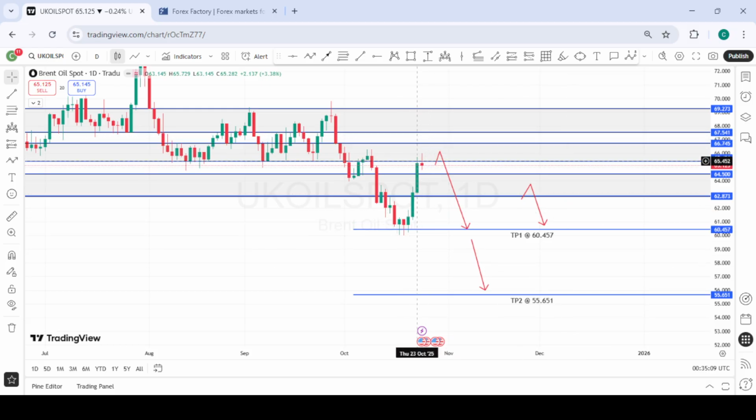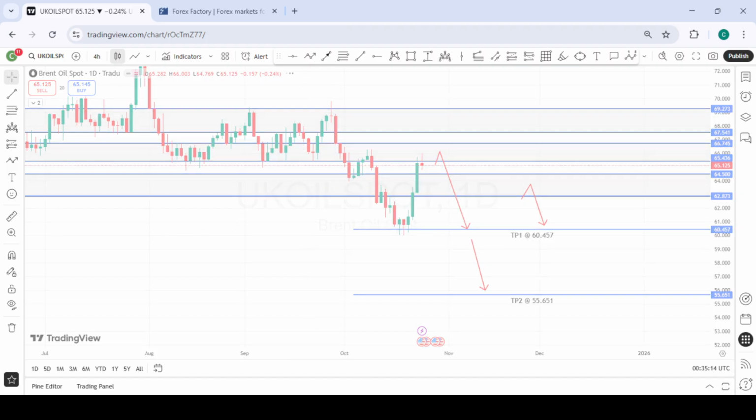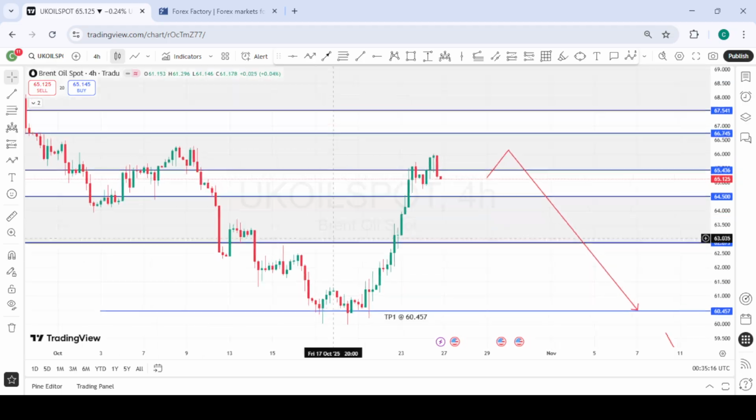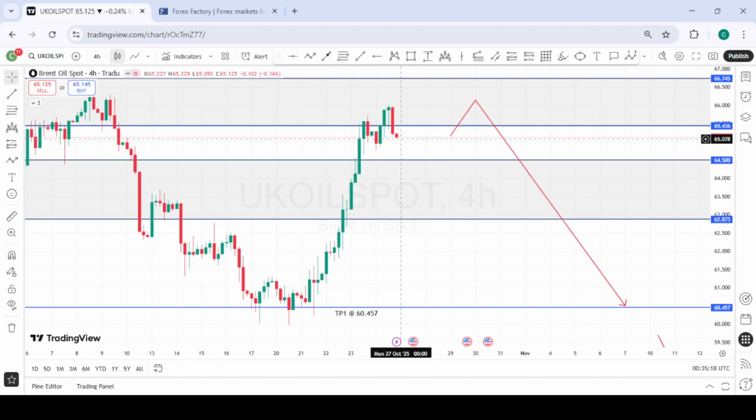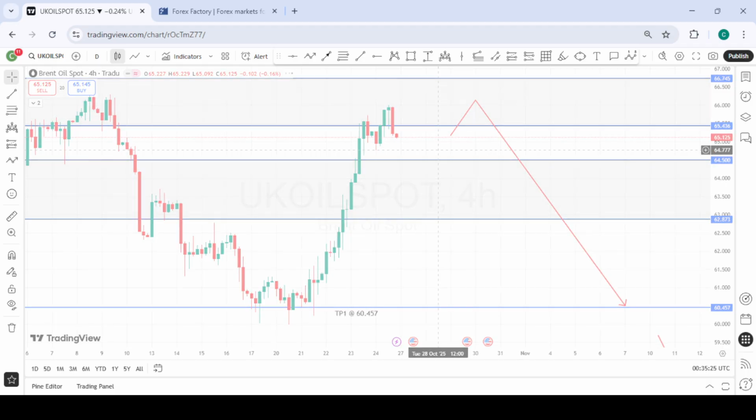So this is a very nice rejection we have in our area of interest. So we should look out for some reversal patterns within this zone. If we get a nice reversal pattern here, we're very much interested in taking the sells to the downside for UKOIL.